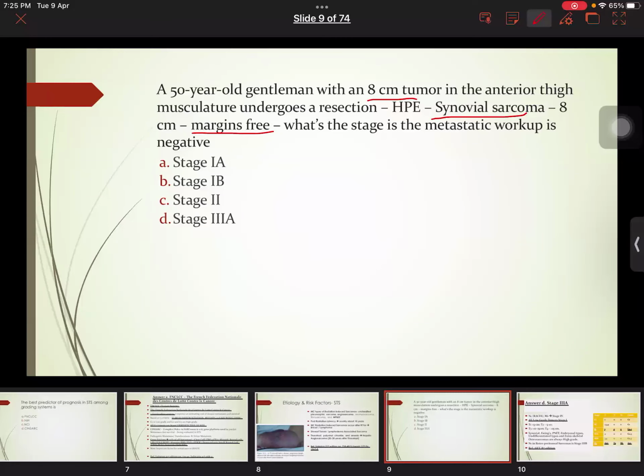What is the stage if the metastatic workup is negative? So it is M0, and N also is 0. Other than that, what is given? The size is given as 8 centimeters, so it is going to be a T2 tumor.